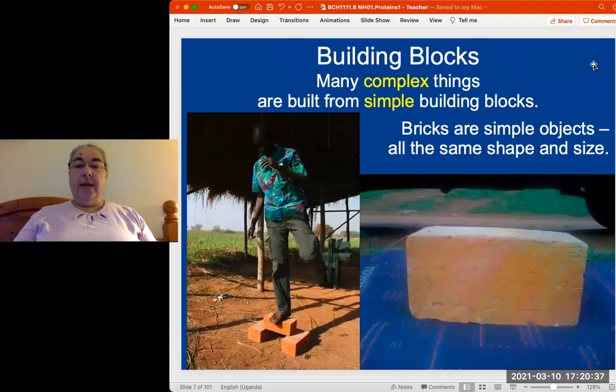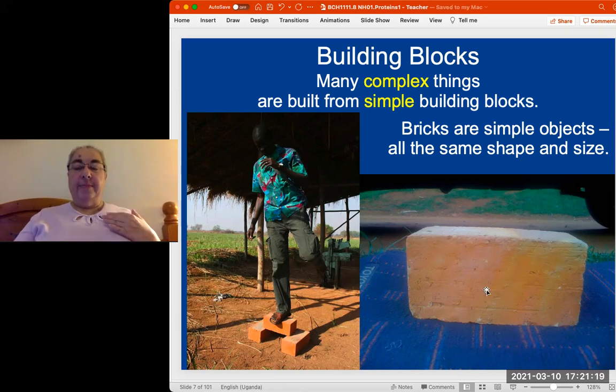So I'm going to be talking about building blocks a lot as we think about these biological molecules. I want to start by giving an example from the world that we can see around us, an example of a brick. You've all seen a brick. You know what a brick looks like. It's a simple shape, a cuboid shape. Many bricks are made and they all look exactly the same. I think this man is showing how strong his bricks are by standing on one. So a brick is a simple shape. It's a simple object.